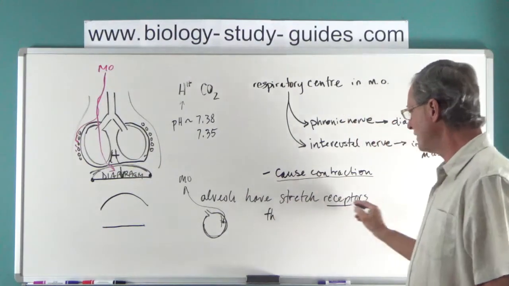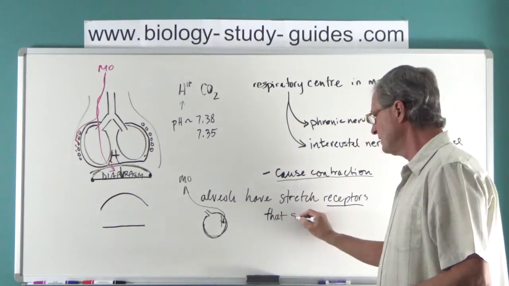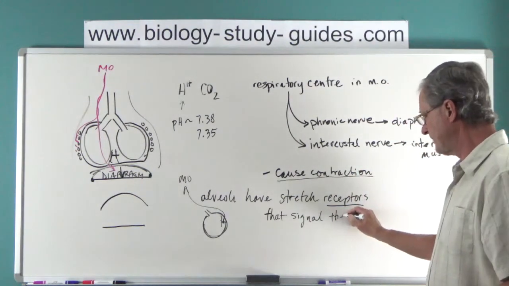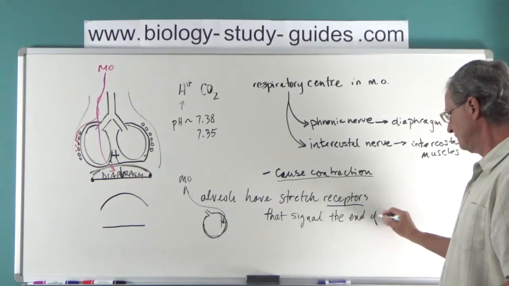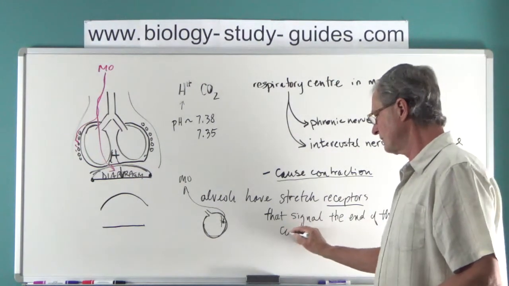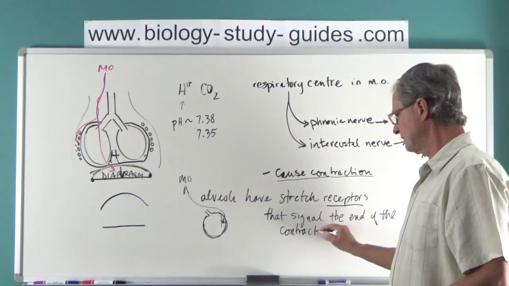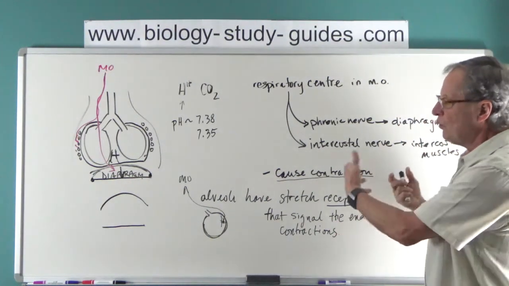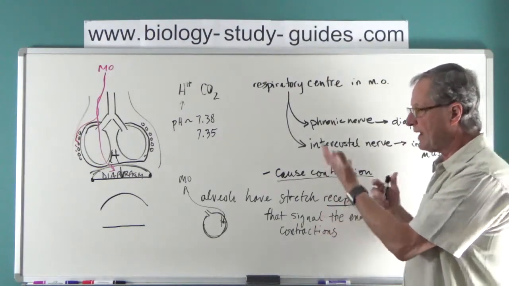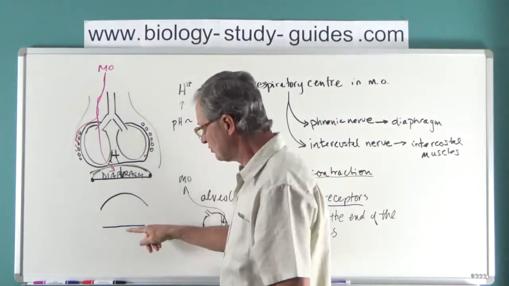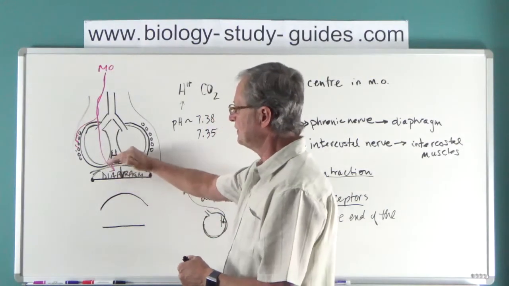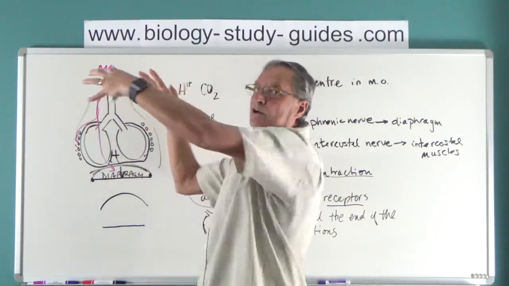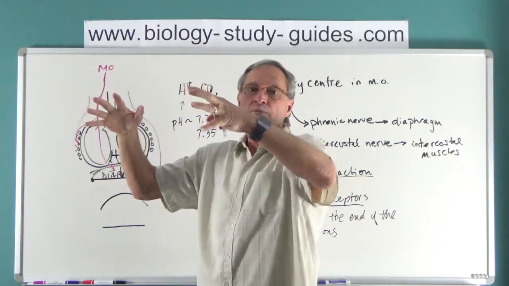So the alveoli have stretch receptors that signal the end of the contractions. When you no longer have these muscles contracting, the diaphragm relaxes. It goes from this position to this position. It puts pressure upwards on the bottom of the thoracic cavity. The rib cage is no longer held open like that, and just gravity alone brings it back down.